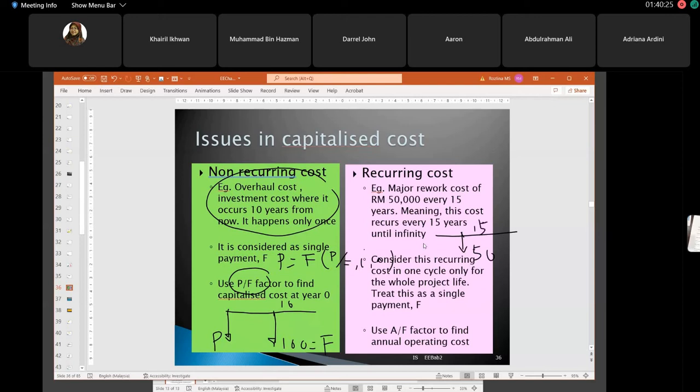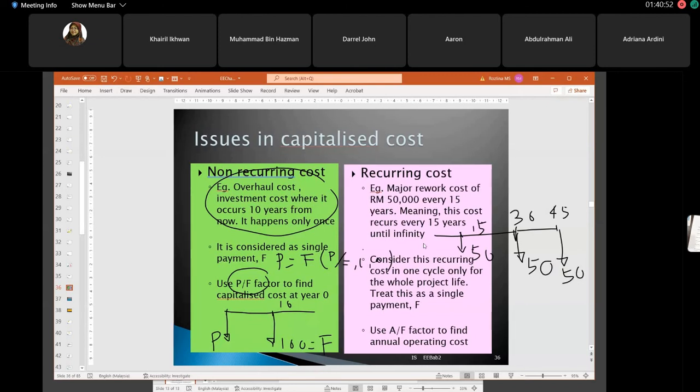Then at year 30, once again, you have to pay 50,000. Then 45, every 15 years, and so on. That's how it looks if you want to draw it.